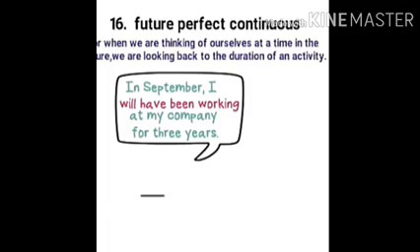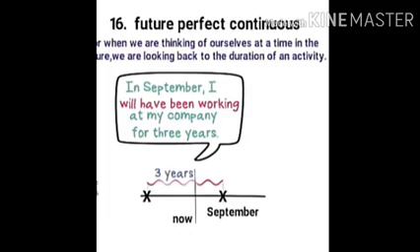So on the timeline, you started in the past, it could be the present or the future, and you're looking back at the duration of your work. So remember, a continuous tense looks over a period of time. The form is will have been plus the ing form of the verb. So that's it for today. You've just revised all the English tenses.